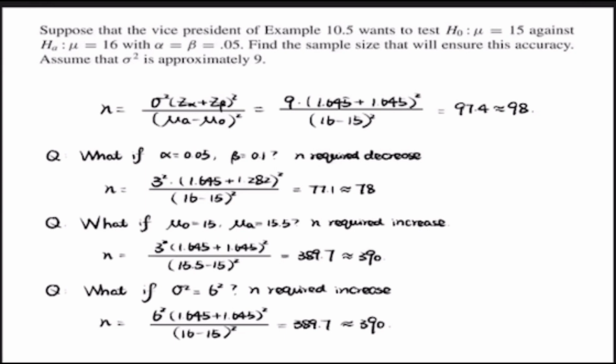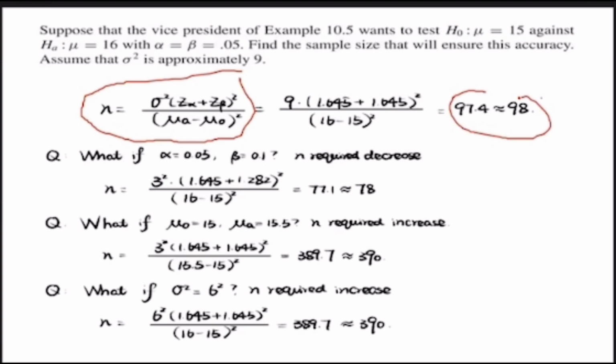You find the sample size that will ensure this accuracy, and your variance has to be known. Assuming that sigma square is approximately 9, all you need to do is make use of this formula. Plug in all those values, Z alpha, Z beta, and at the end of the day, you round up to 98. It means if you desire type 1 and type 2 error rates to be 5%, then the minimum sample size you need to be able to detect any difference between the null and the alternative is 98.